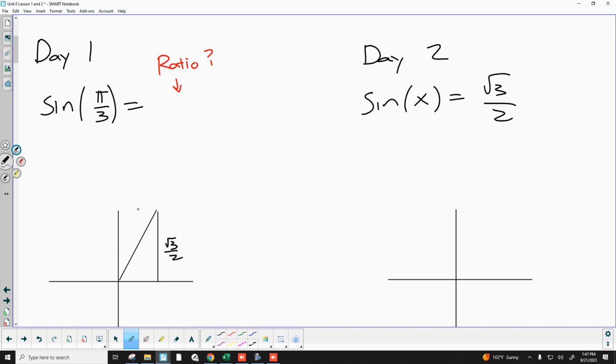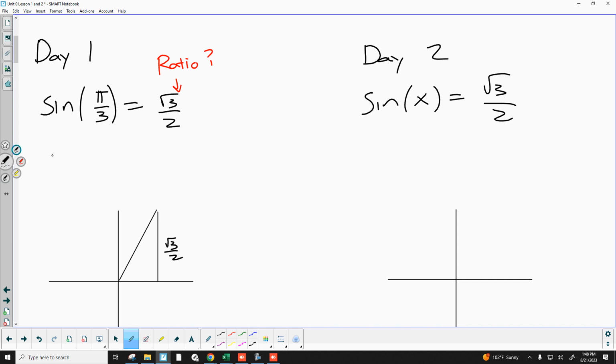Has a ratio of opposite to hypotenuse, which is root 3 over 2 over 1. So this is like every 30, 60, 90 triangle, this tall orientated opposite to hypotenuse has this kind of ratio. That's why trig functions were invented. Similarity of triangles: no matter how large your triangle is, if the base angle of this right triangle is 60 degrees, this is the ratio of the opposite to the hypotenuse. Okay, cool. Here's day two.